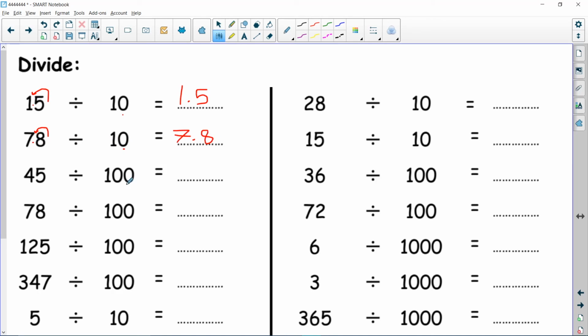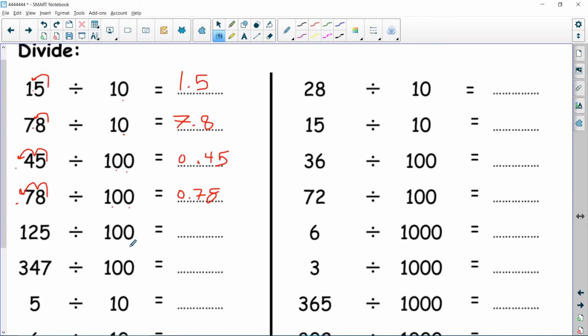7.8. 1, 2. So I will move 1, 2. The new decimal point will be here. 0.45. I will move 1, 2. The new decimal point will be here. 0.78. The new decimal point will be here. 1.25. The new decimal point will be here.